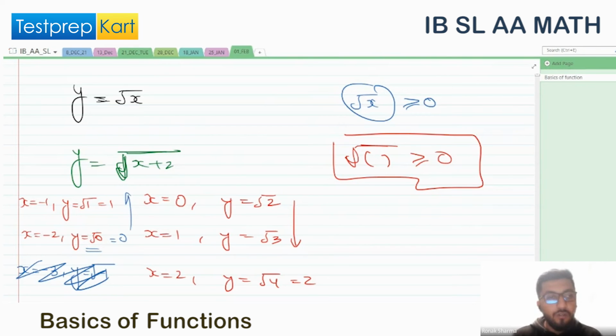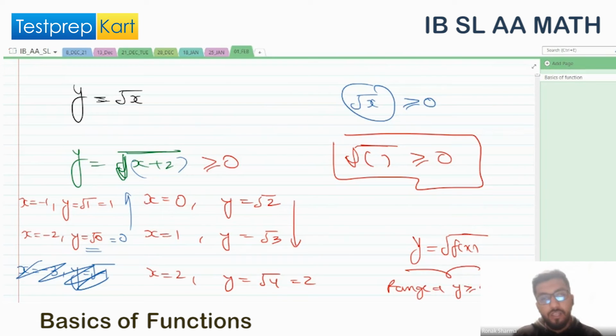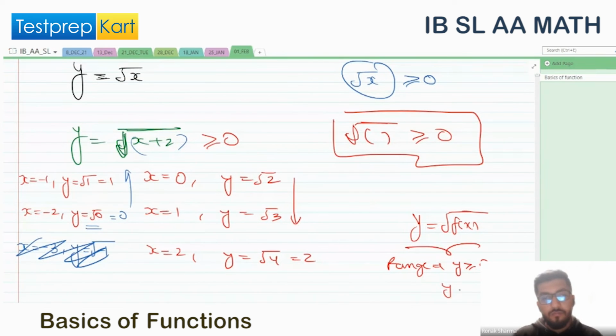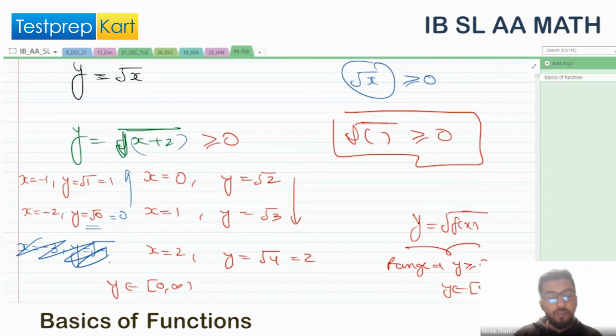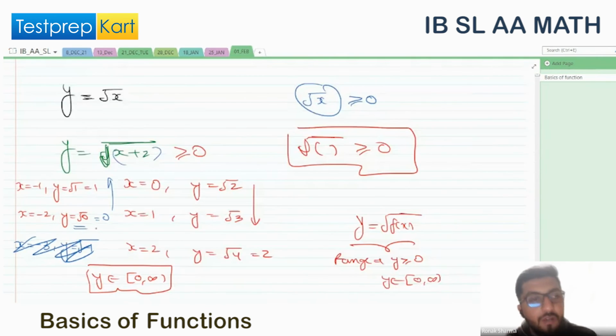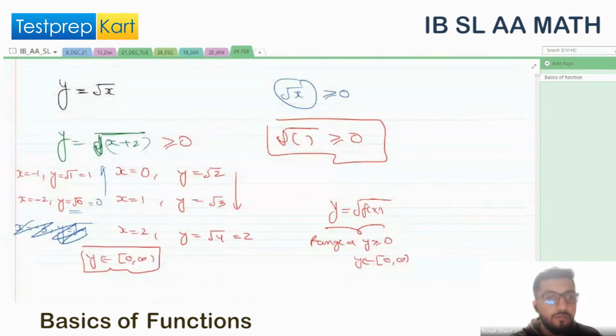So it doesn't matter what you have inside the square root. The minimum value it can take is 0, or it will take a value that is greater than 0. So always remember that if I have y equals to, let's say, root of any expression of x, then the range is given by simply y greater than or equal to 0. If you're not getting the feel of anything, you want me to explain it again, please ask me without any hesitation. Note it down.